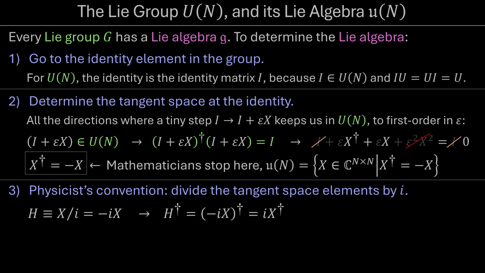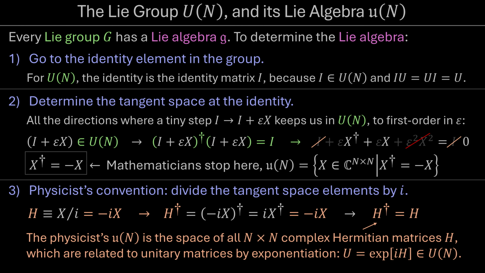But what do we know about X dagger? We know that it equals negative X, because X is an anti-Hermitian matrix. And what we end up with is that H dagger equals negative iX. But wait a minute, we already saw that H equals negative iX. So H dagger equals H. So when you take the transpose conjugate of the matrix H, it doesn't do anything. And that is a Hermitian matrix, which is secretly why we're calling it H.